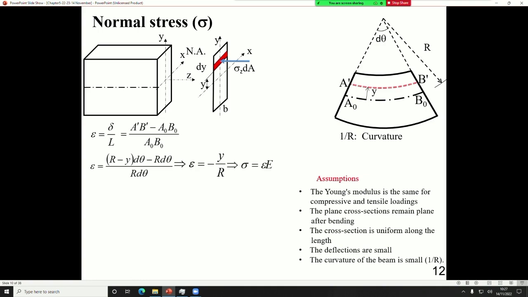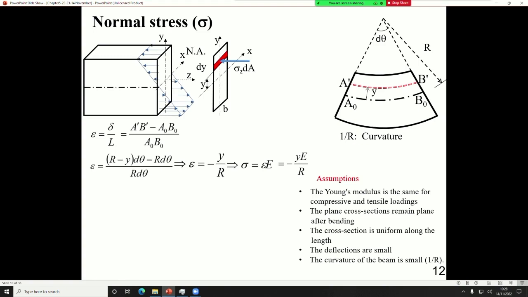Now I'm going to substitute the value of epsilon in this equation. Therefore, the stress is equal to minus y times Young's modulus divided by r. What does this equation tell us? E is a constant value, it's a material property. For a particular value of m, r is a constant value. So stress is a linear function of y. When y is equal to 0, which is on the neutral axis, the stress is 0. And when y is maximum, on the top and bottom layers, we have the maximum normal stresses applied to the beam. So the stress distribution has a linear variation in terms of y.